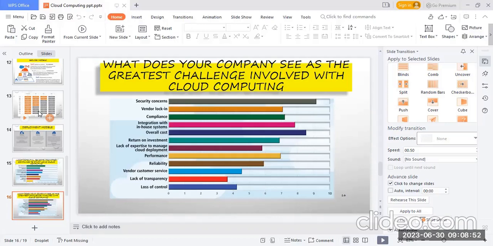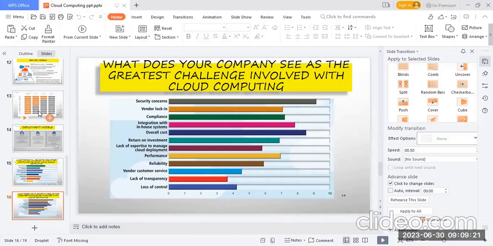Return on investment. Whichever investment we are making, we pay as you go, as facilities are provided by the cloud provider. Whichever investment we want to make, accordingly we need to make the agreement, and based on that only we need to pay the cloud provider. Lack of expertise to manage cloud deployment. The person who is working on the cloud must have the training so that he or she can properly manage the cloud or cloud-related services.